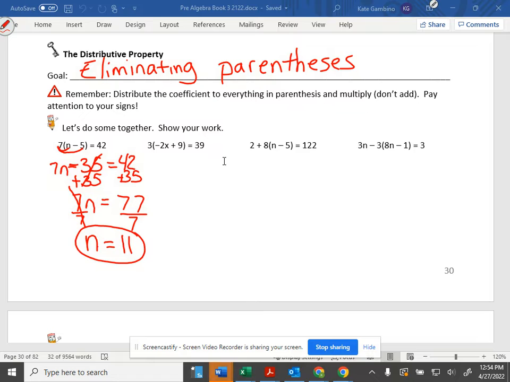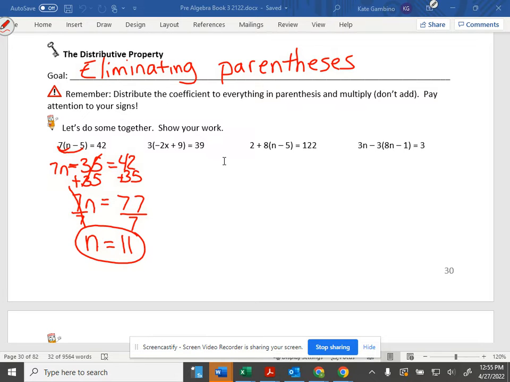So Leah's question was, could you have a decimal for an answer? Yep. If your variable equals the decimal, it could be. We're going to mostly be working with whole numbers. On our assignment for today, they are all whole numbers. So if you get a decimal, go back and double check your work.